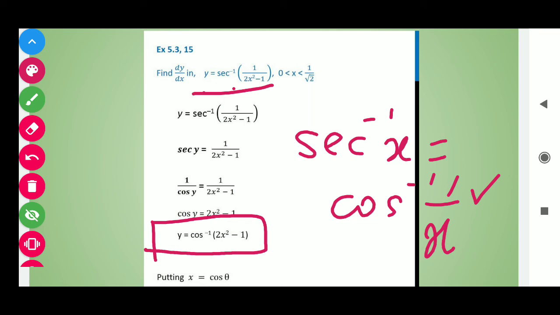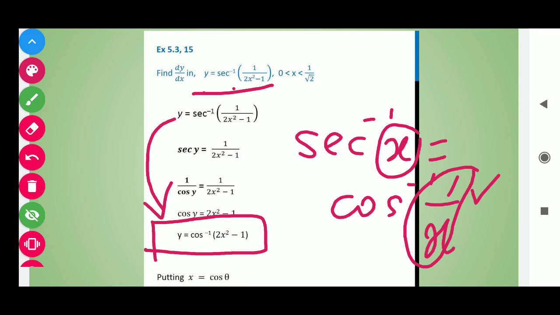What you have to do simply is take the reciprocal of the angle, because secant and cos functions are reciprocal of each other. So students, you can see here that you can write down directly this after this one. Either you want to write this one, that is up to you. So in this way we will get y is equals to cos inverse 2x square minus 1.